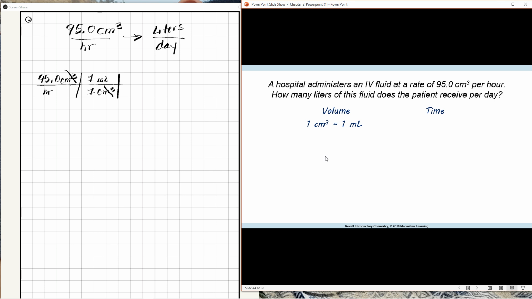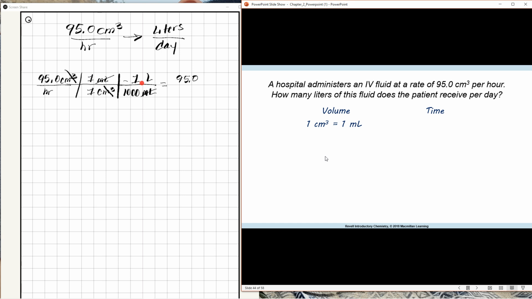Super easy, right? Now I can do milliliters into liters. I want to cancel out milliliters. I want liters. I know that in 1 liter, liter is the big one, there is 1,000 milliliters. That's the conversion factor we saw earlier. Milliliters cancel out. Now I have liters. I want that. Let's go ahead and just solve this first part.